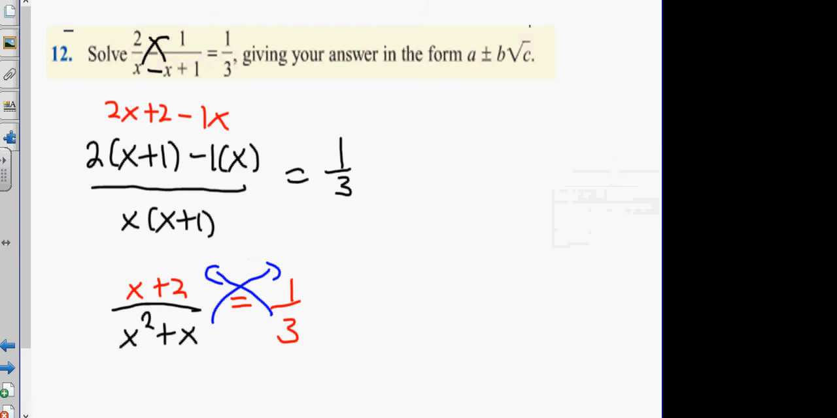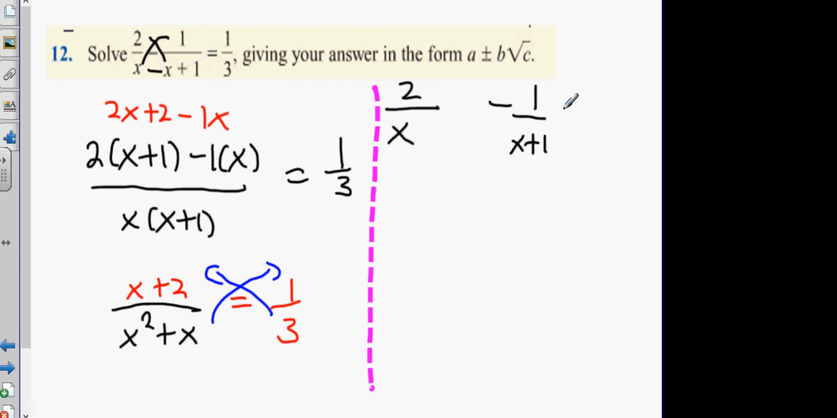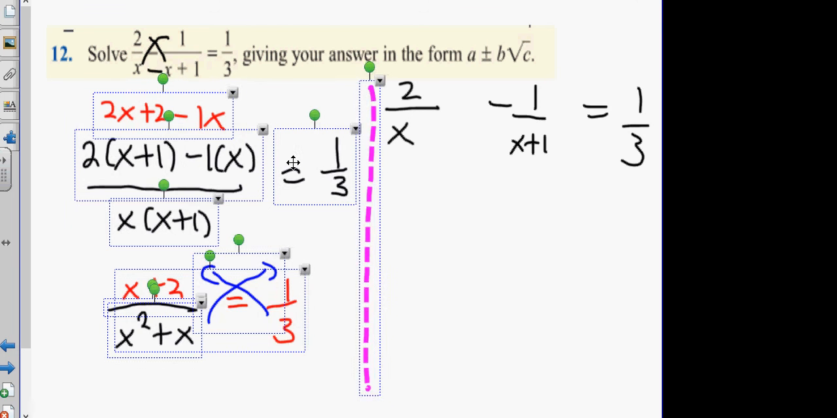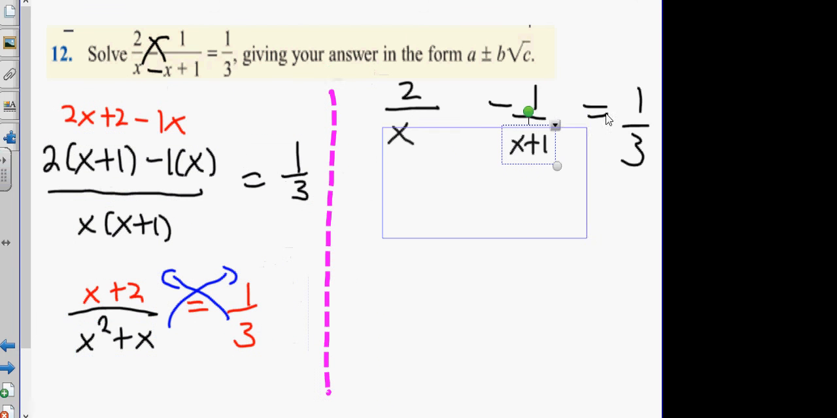Another way of doing it, and you've done it recently because it works out quite handy for you, is that you would do something like this, alright? 2 over x, leave a bit of a space there, minus 1 over x plus 1, equals a third, okay? So actually I need more space there as well, equals a third. Now, what you could do here, need more space.